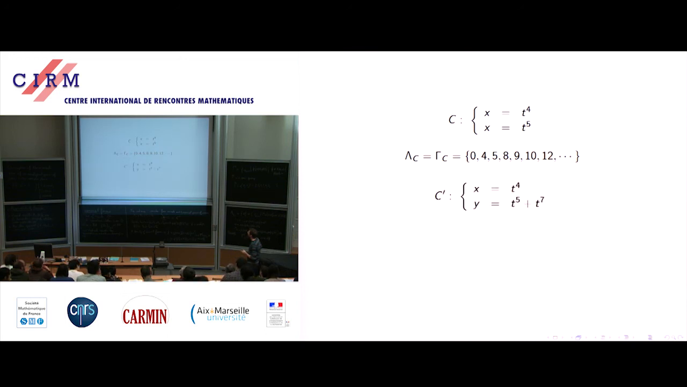But then if you perturb a bit the curve C into C prime, with x and y with a t to the power 7, then you can show that C prime and C are topologically equivalent, so the semi-group are the same, but lambda C prime is a bit different because there is this 11 that appears here.